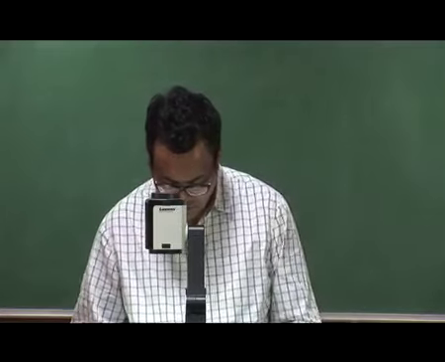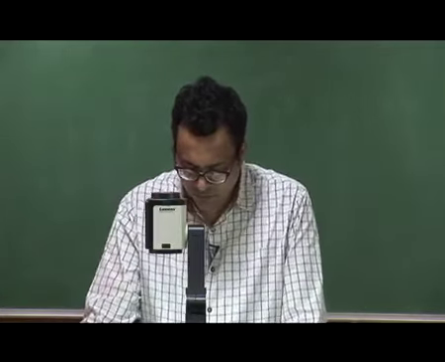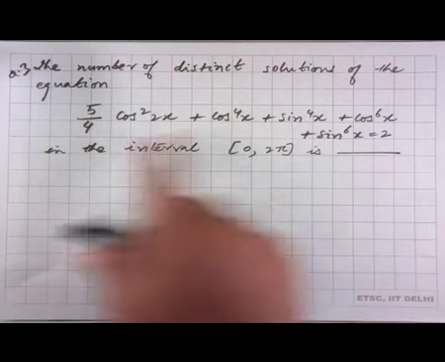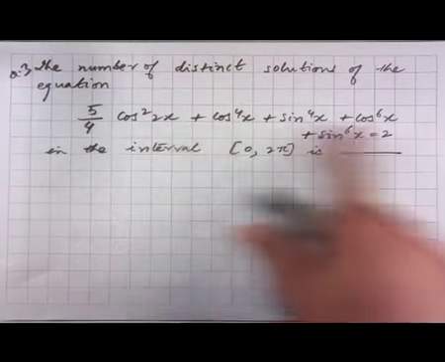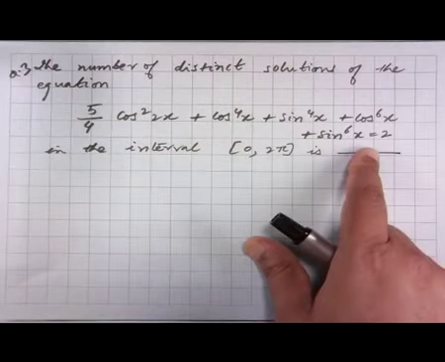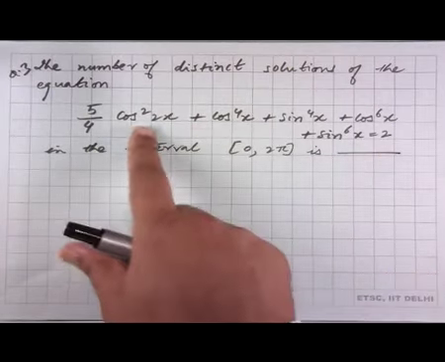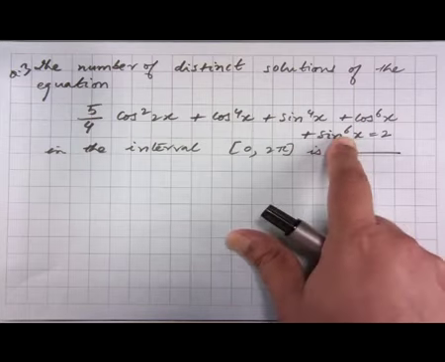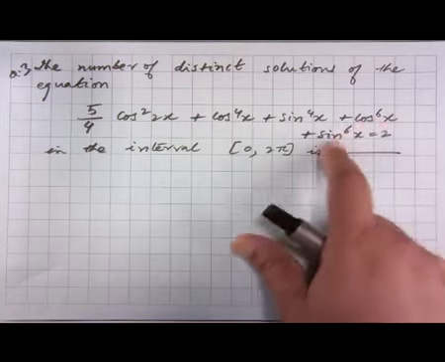We now take up another interesting problem, and we have been asked to find the number of distinct solutions to this trigonometric equation. So, initially when we look at it, we might get a little disturbed by looking at the sixth power of sine and cosine and the fourth power.